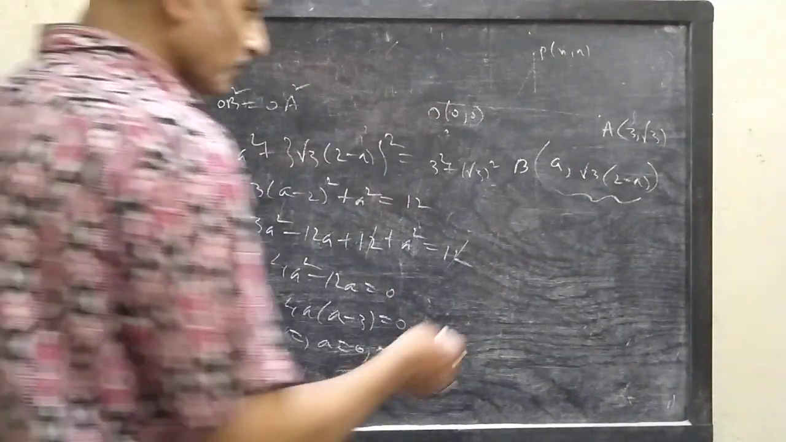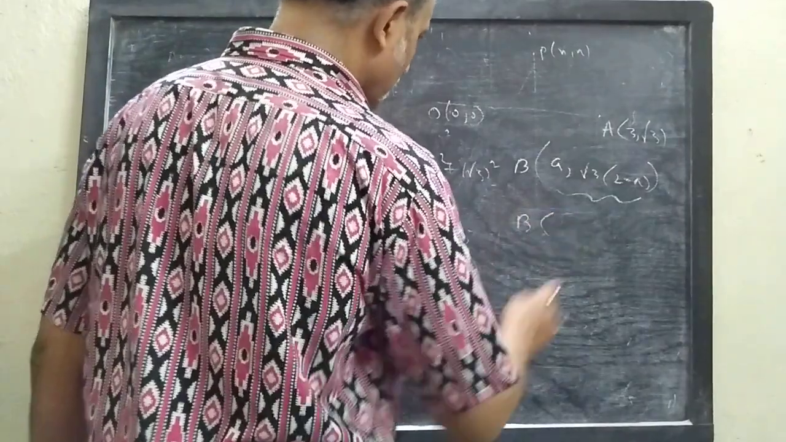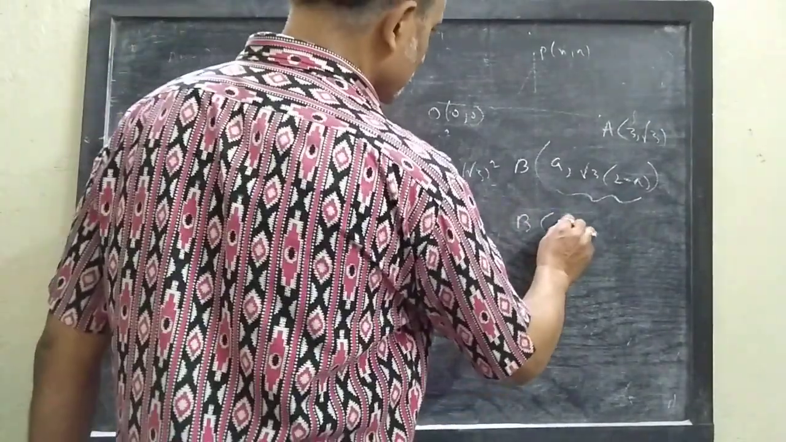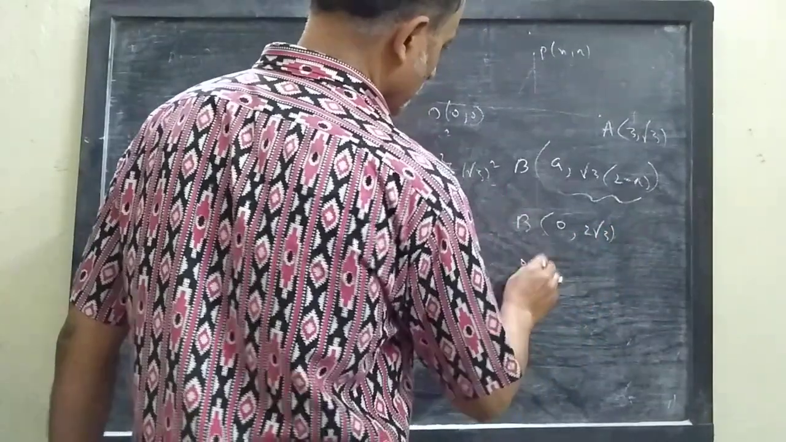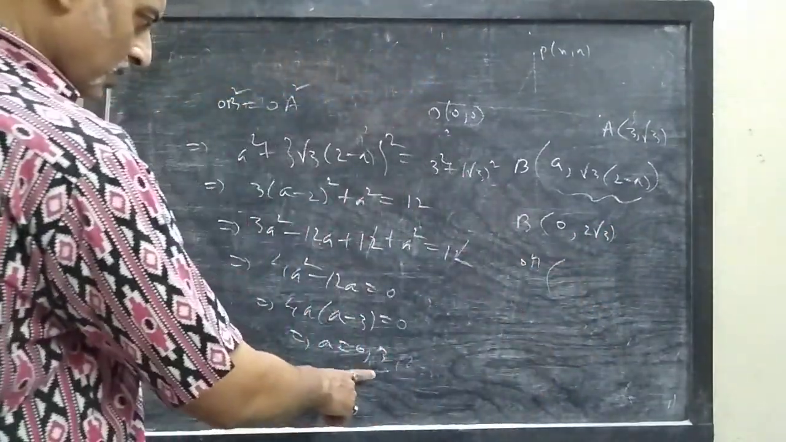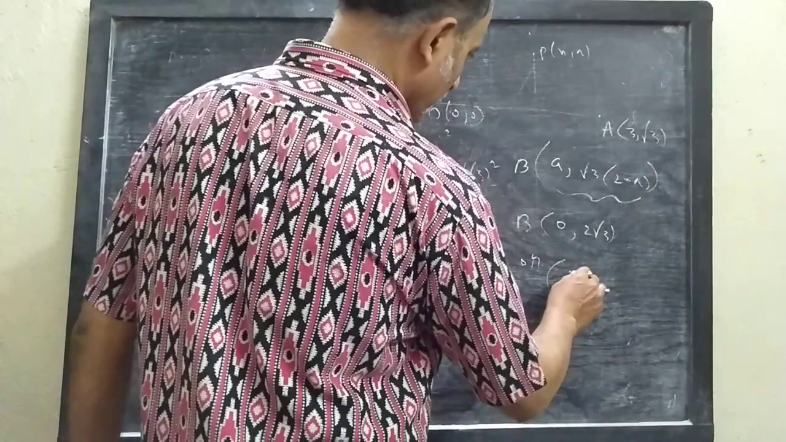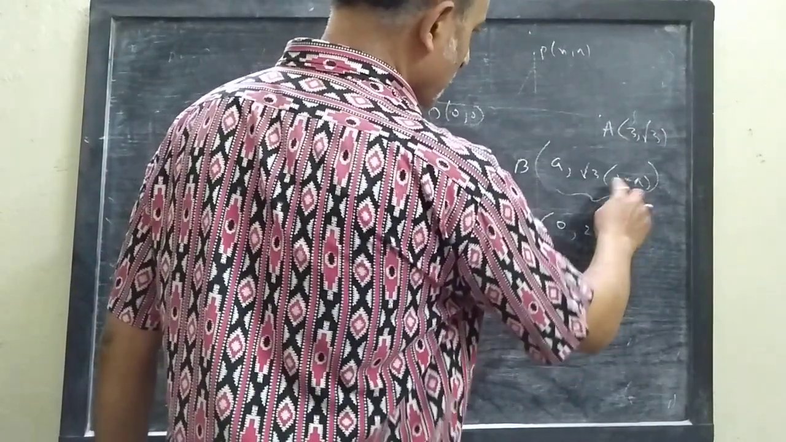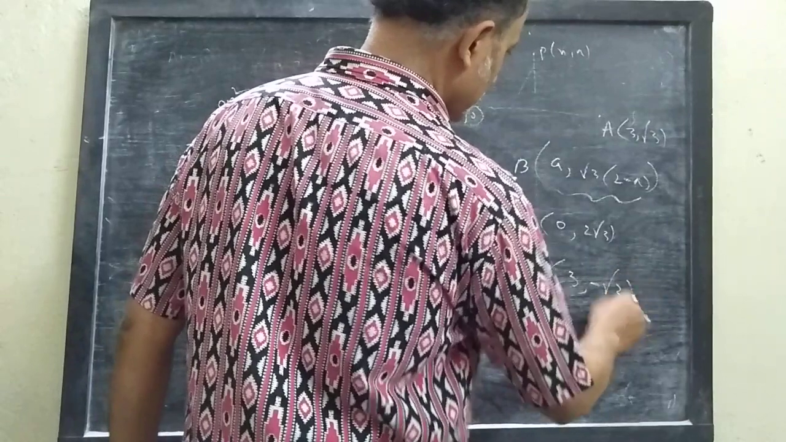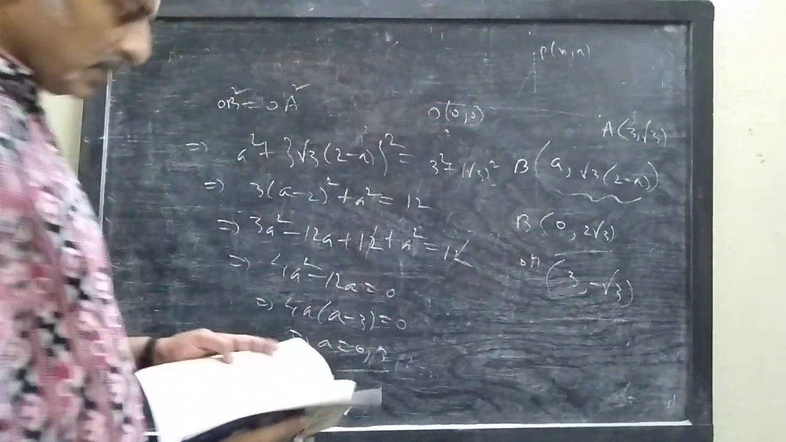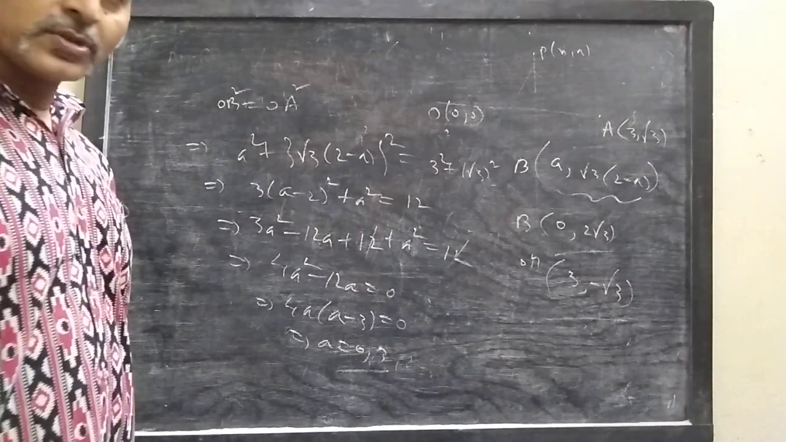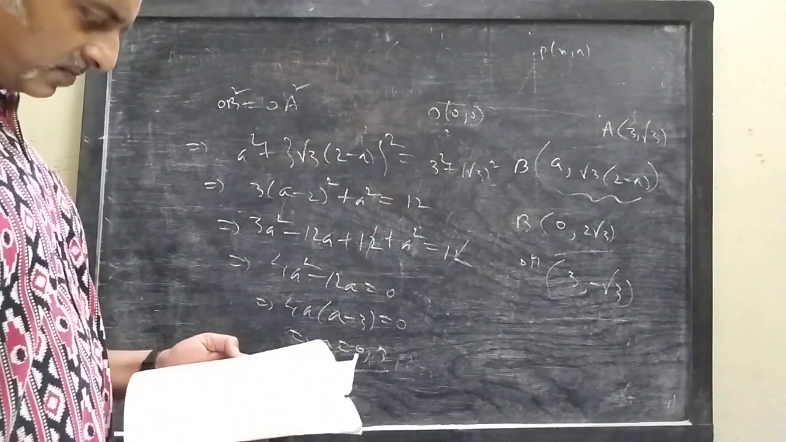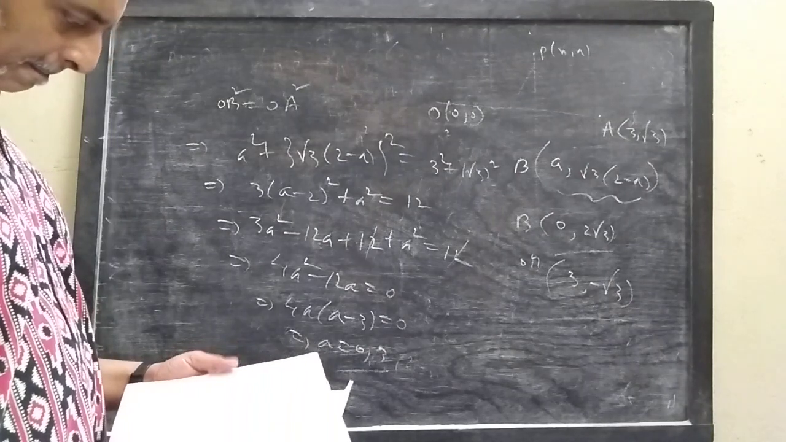Therefore, the possible coordinates of the third vertex: when A is 0, this will be (0, 2 root 3). Another possibility is if you take A as 3, 2 minus 3 is minus 1, so (3, minus root 3). So (0, 2 root 3) and (3, minus root 3) are the possible coordinates of the third vertex of the equilateral triangle mentioned here.